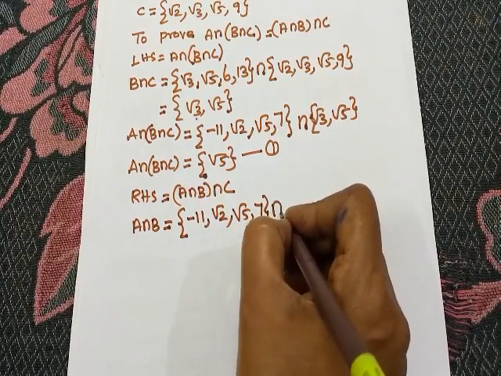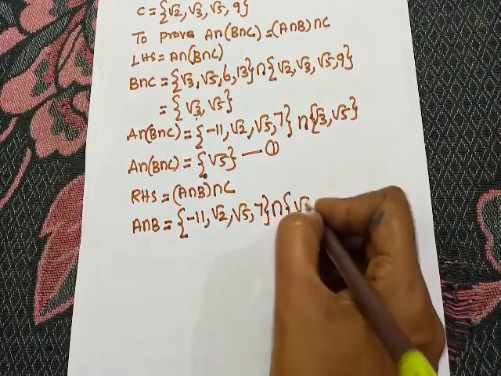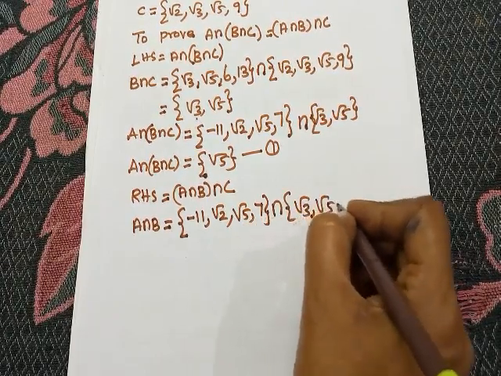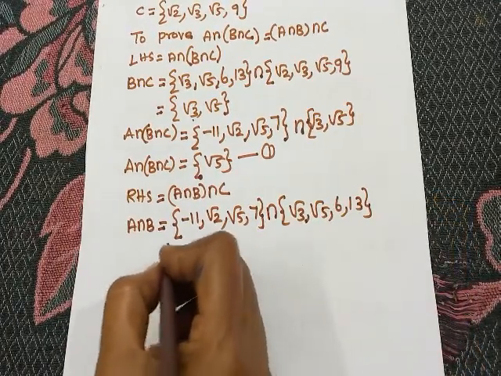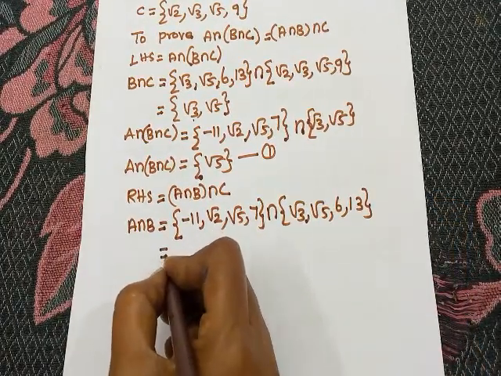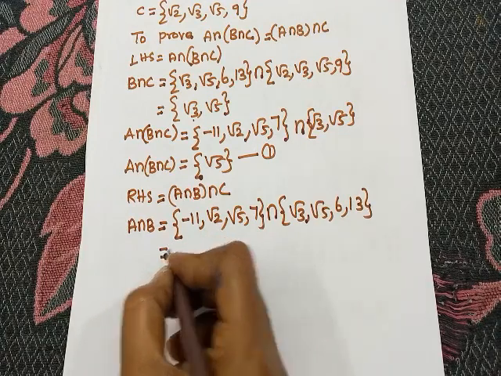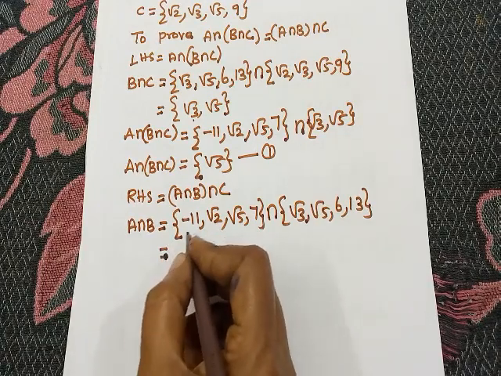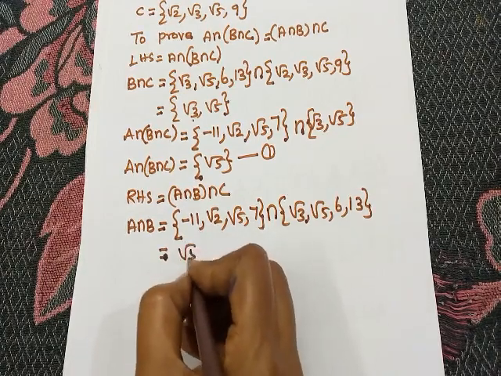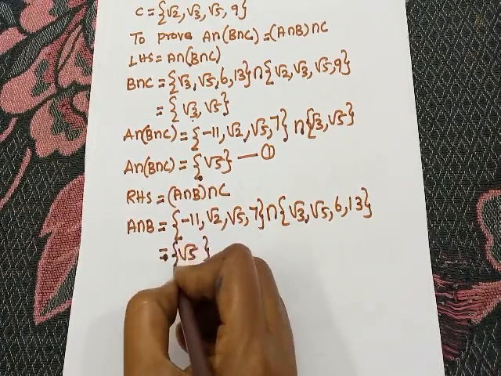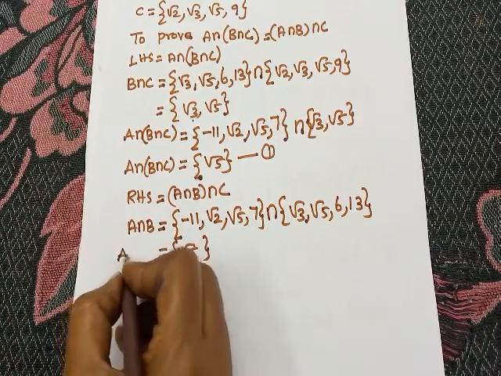Okay, A intersection B set is root 3, root 5, 6, 13. Now we have to find out the common value of these two. What we get? Only root 5. Only root 5 is the common for both sets. So only root 5 can be written with the set brackets. This is A intersection B.